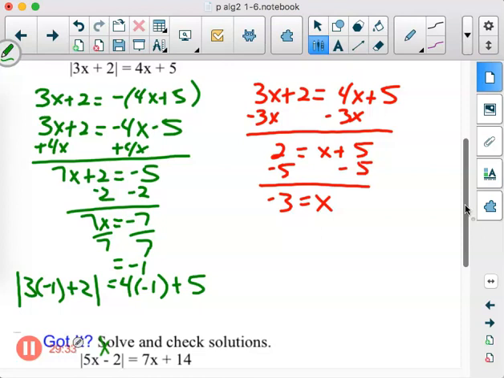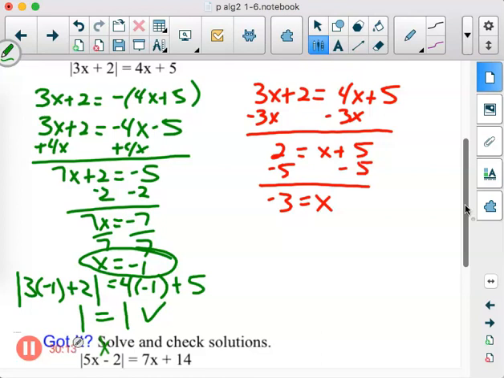Haley, what's 3 times -1? If you add 2, what do you have? Now, what's the absolute value of -1? So this side says 1. So if the other side comes out to 1, we're okay. So, Ashley, what's 4 times -1? Now add -4 plus 5. Well, at least one of our answers worked. That one's good. So x equals -1 worked.